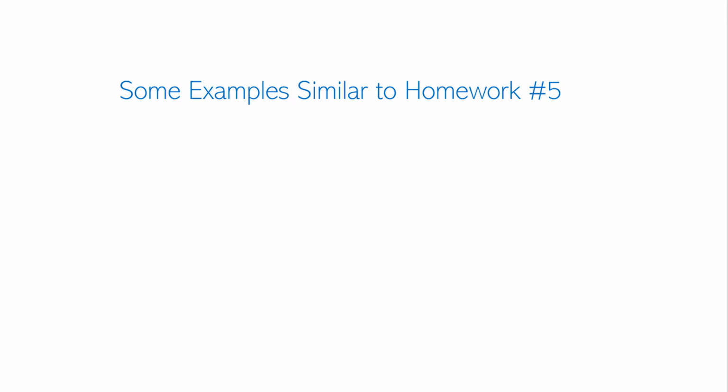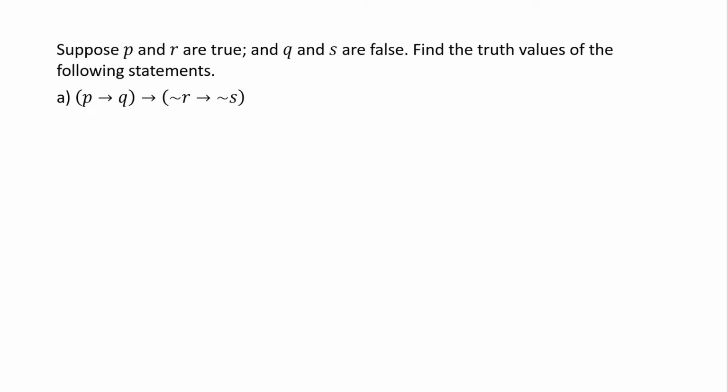I'm providing for you worked exercises of problems similar to some of the problems of your homework assignment. Suppose P and R are true and Q and S are false. Find the truth values of the following statements. Part A. P implies Q implies not R implies not S. The squiggly and the sideways L both mean not.